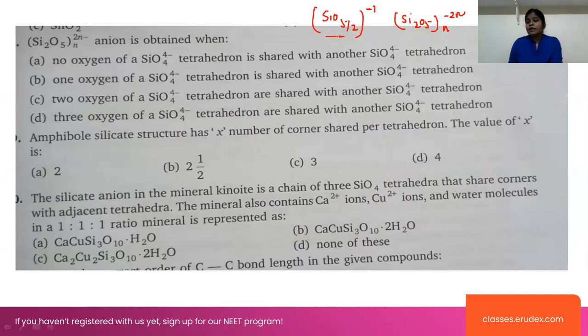This is obtained in the double chain silicates, right? In the case of the double chain silicates, two units are coming here. In one unit, 2 oxygen atoms are shared. In the other unit, 3 oxygen atoms are sharing here. So look at, 3 oxygen atoms of the SiO4 4 minus tetrahedron are shared with another SiO4 4 minus. This is of the center here.